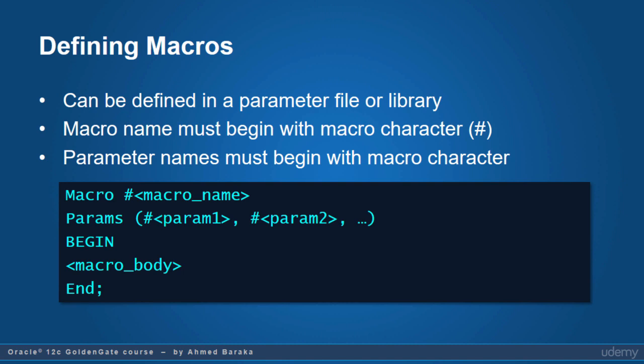To define parameters for a macro, use the PARAMS keyword. You follow that with a BEGIN clause. Write your code, then you end your macro with the END clause.